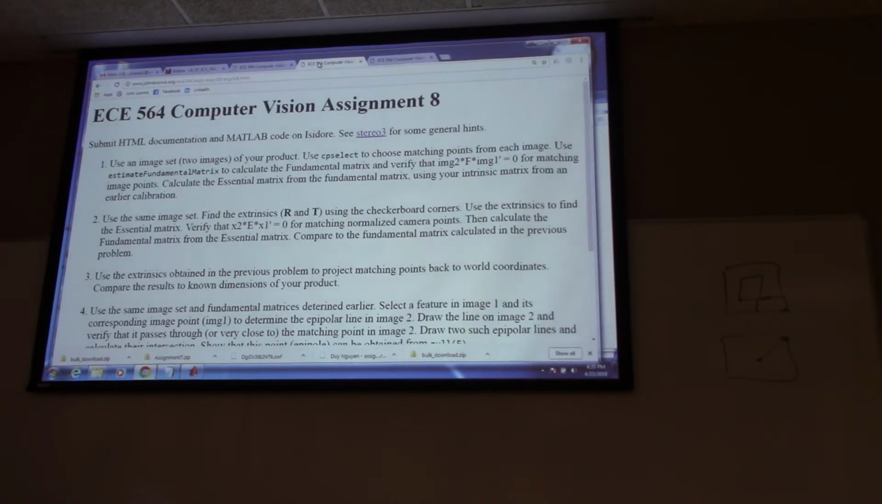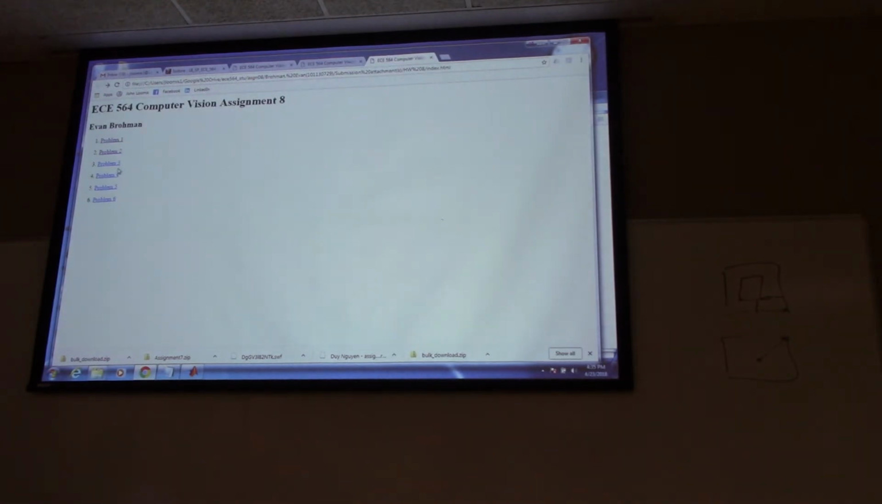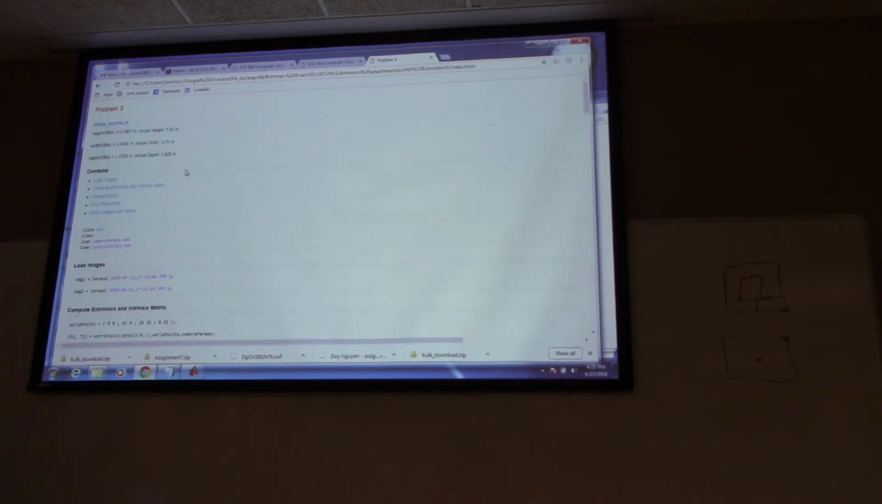Okay, so the third problem. We're going to probably pick one of the cameras. No, we need both of them. Yeah, so then we're going to back project. Are we on 3? Find the projections.